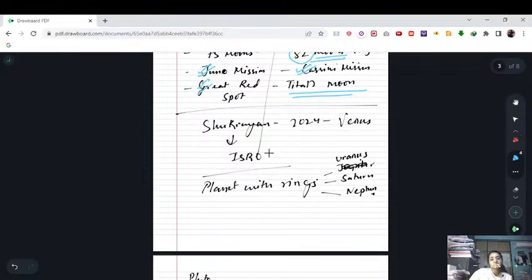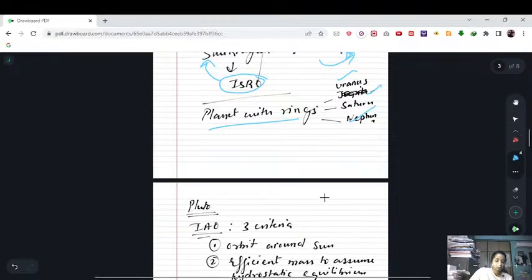Now even ISRO has a mission, the Shukrayaan mission, which is planned for 2024, which will go to Venus. Now an important question for MCQ can be planets with rings. These are Uranus, Saturn and Neptune.